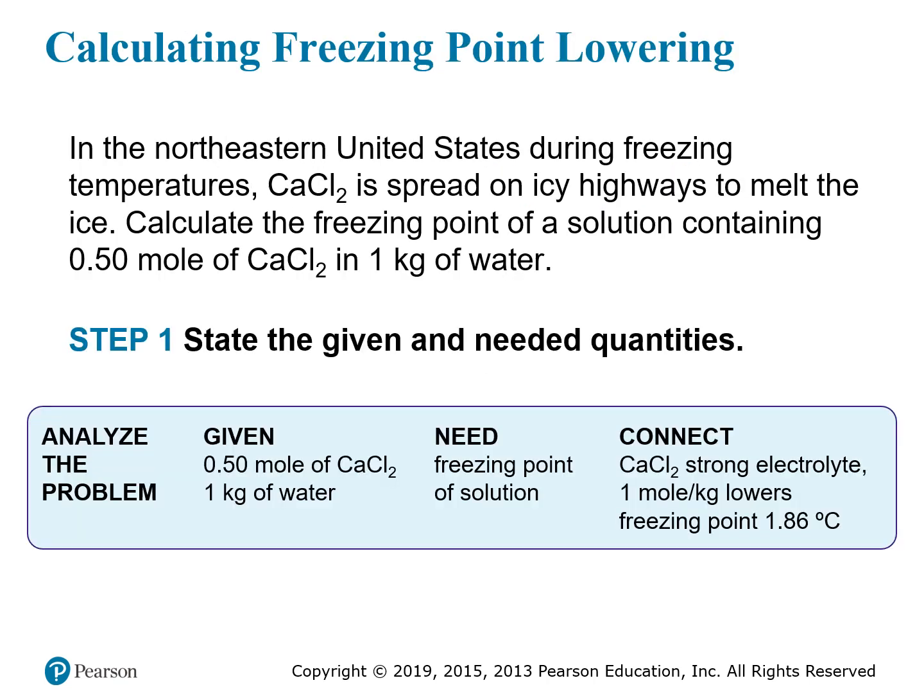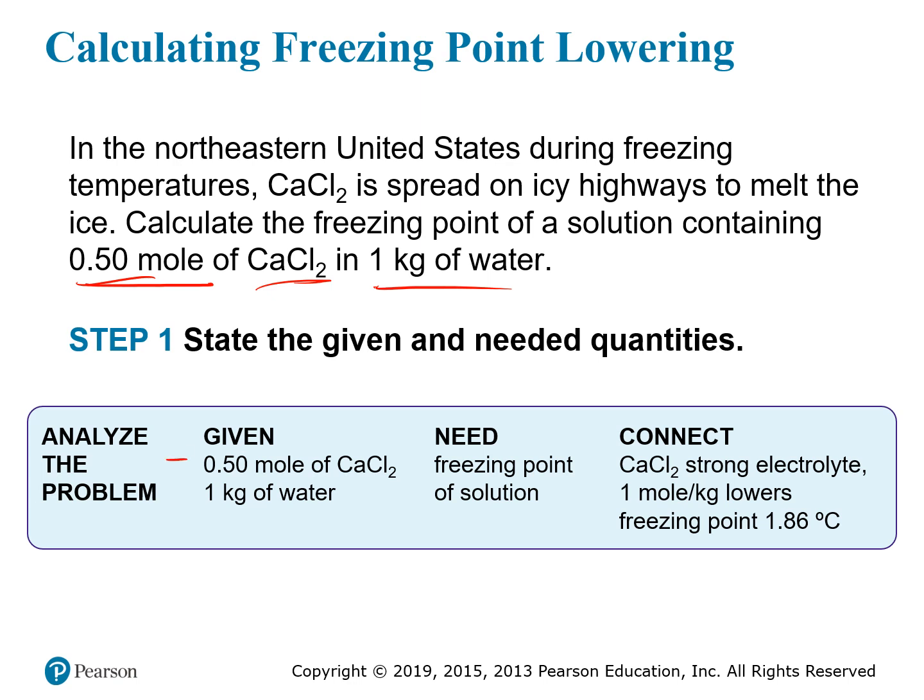In the northeastern United States, during freezing temperatures, as I said, calcium chloride is a salt that's added to icy highways to melt the ice. So what's the freezing point of a solution containing 0.50 moles of calcium chloride in 1 kilogram of water? Those numbers that you saw in the previous chart are all based on adding that amount to 1 kilogram of water. So if we put a half a mole of calcium chloride in, how many solute particles are we going to get, and how much is that going to lower the freezing point?